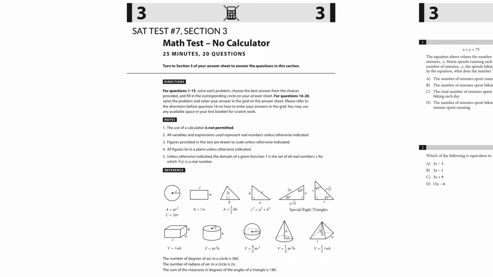And I once heard a famous quote. It says, "You don't have to be great to start, but you have to start to be great." So let's go ahead and get started with this.